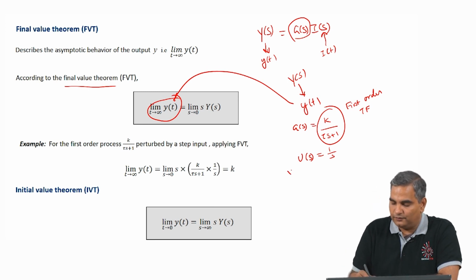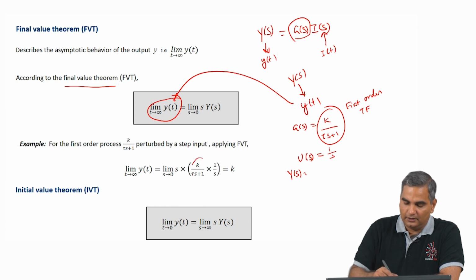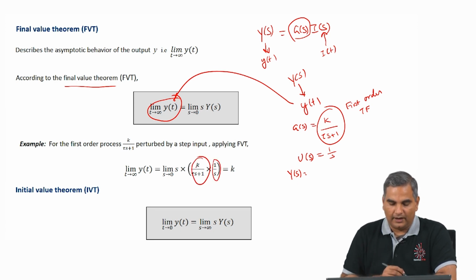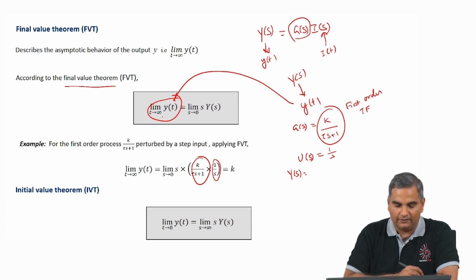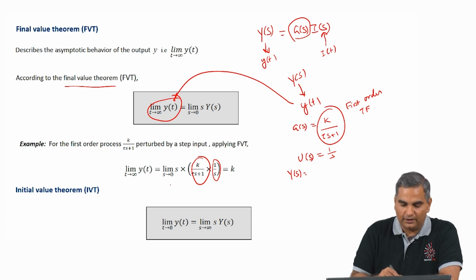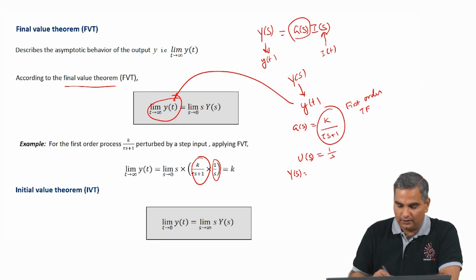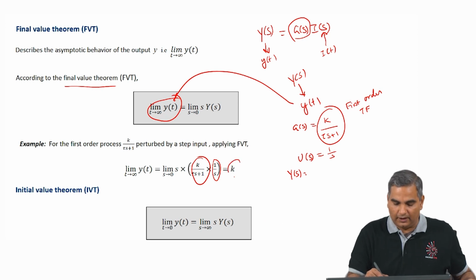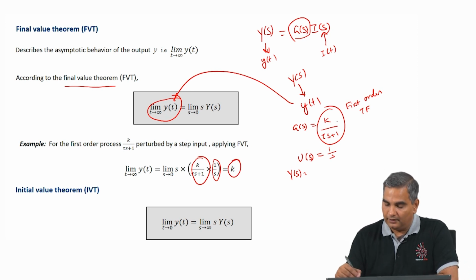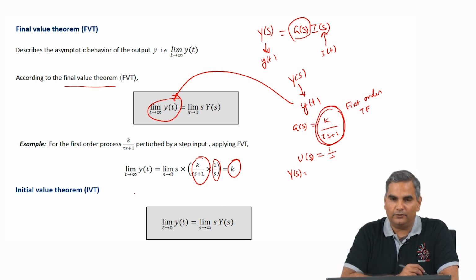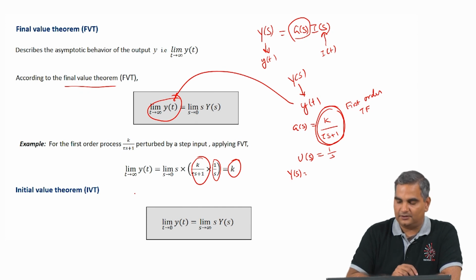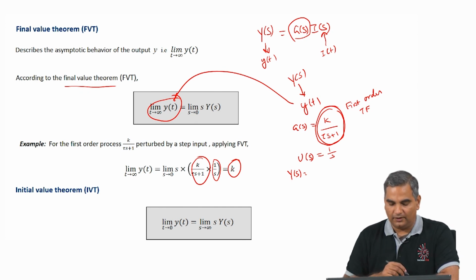So the steps to follow is, first we will get y of s, which is g of s times u of s, and then we will use the final value theorem, which says limit t tends to infinity y of t is limit s tending to 0 s times y of s. Y of s is g of s times u of s. Now this s and s will get cancelled, and when you substitute s equal to 0 here, you will get this value k. So if my transfer function is of this form, then the final value that y will take whenever I perturb the system as a step input is k, which is what is given here.